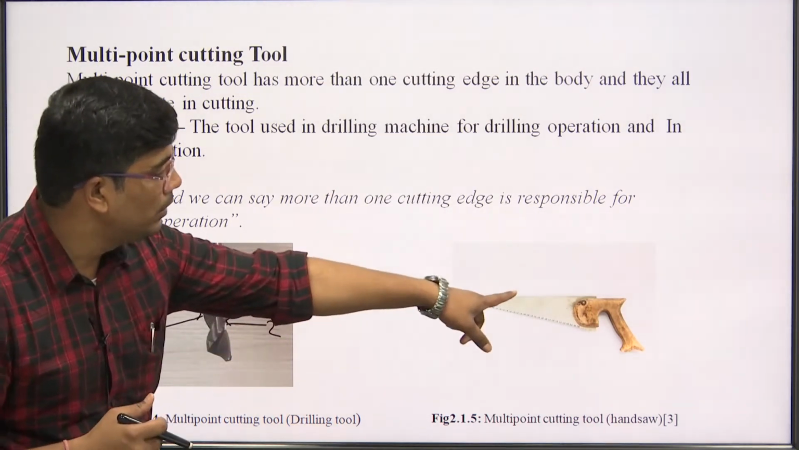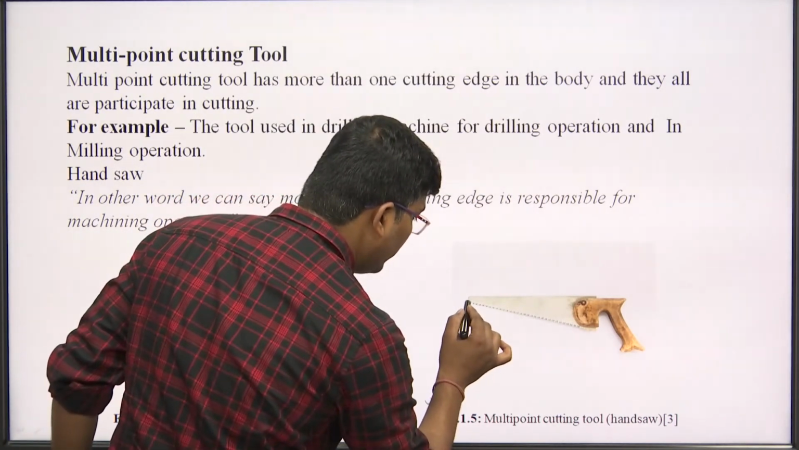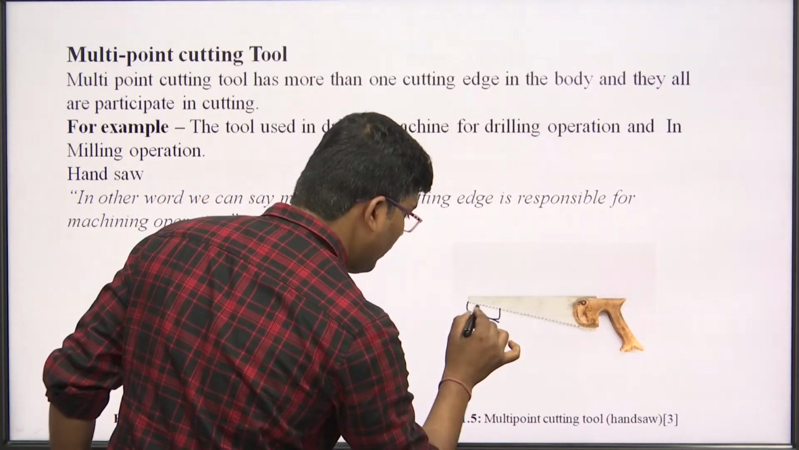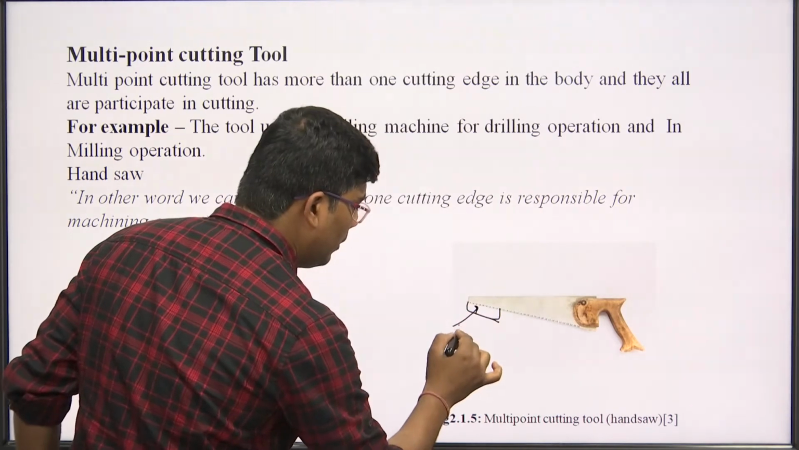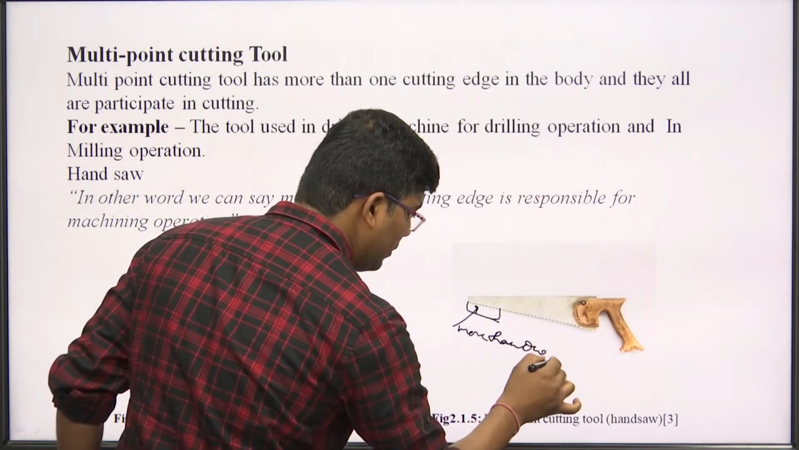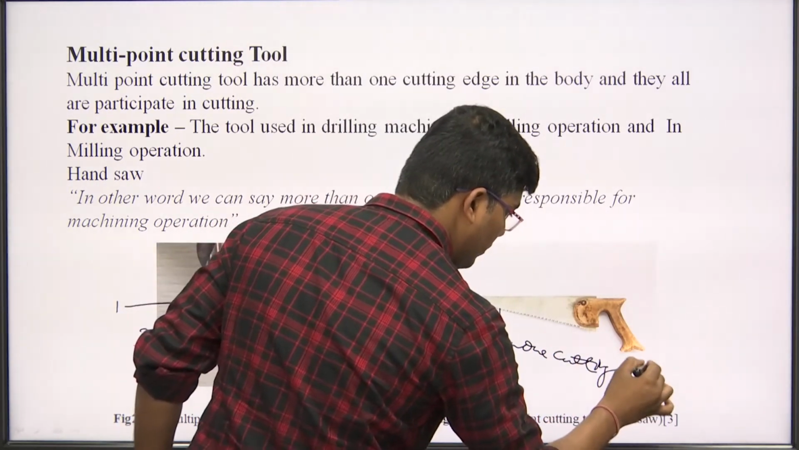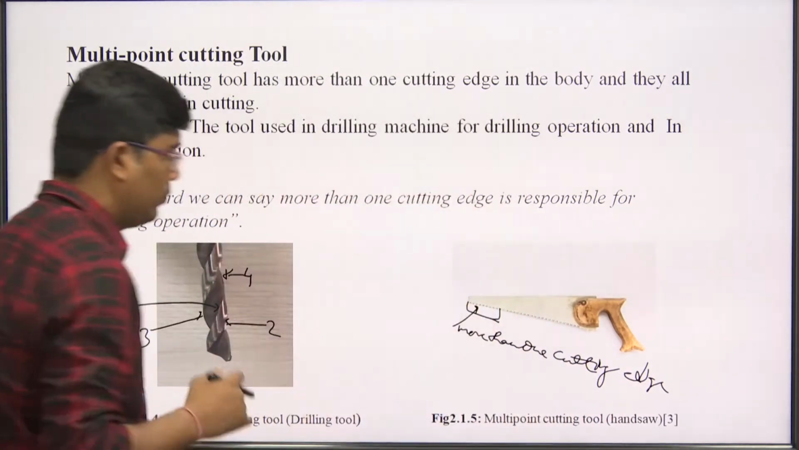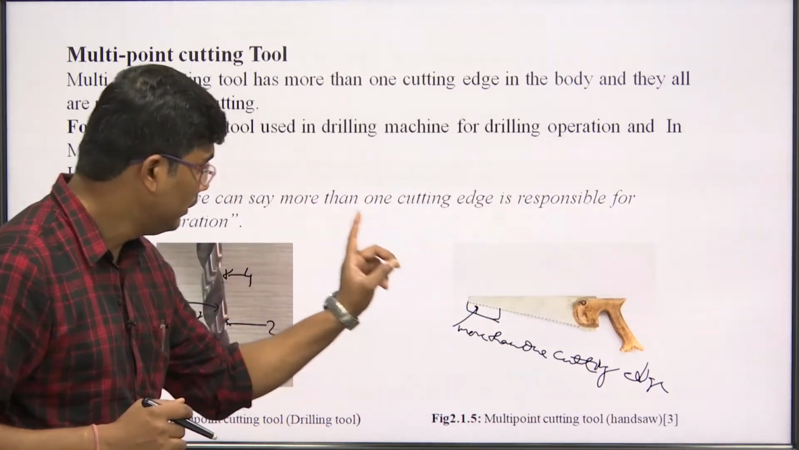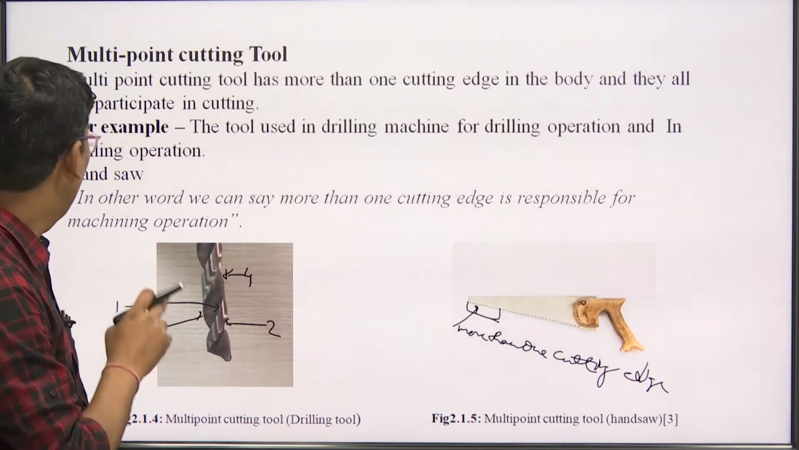Here you can see the hacksaw, it has more than one cutting edge, and they all perform during the machining operation. So it is known as a multiple point cutting tool.